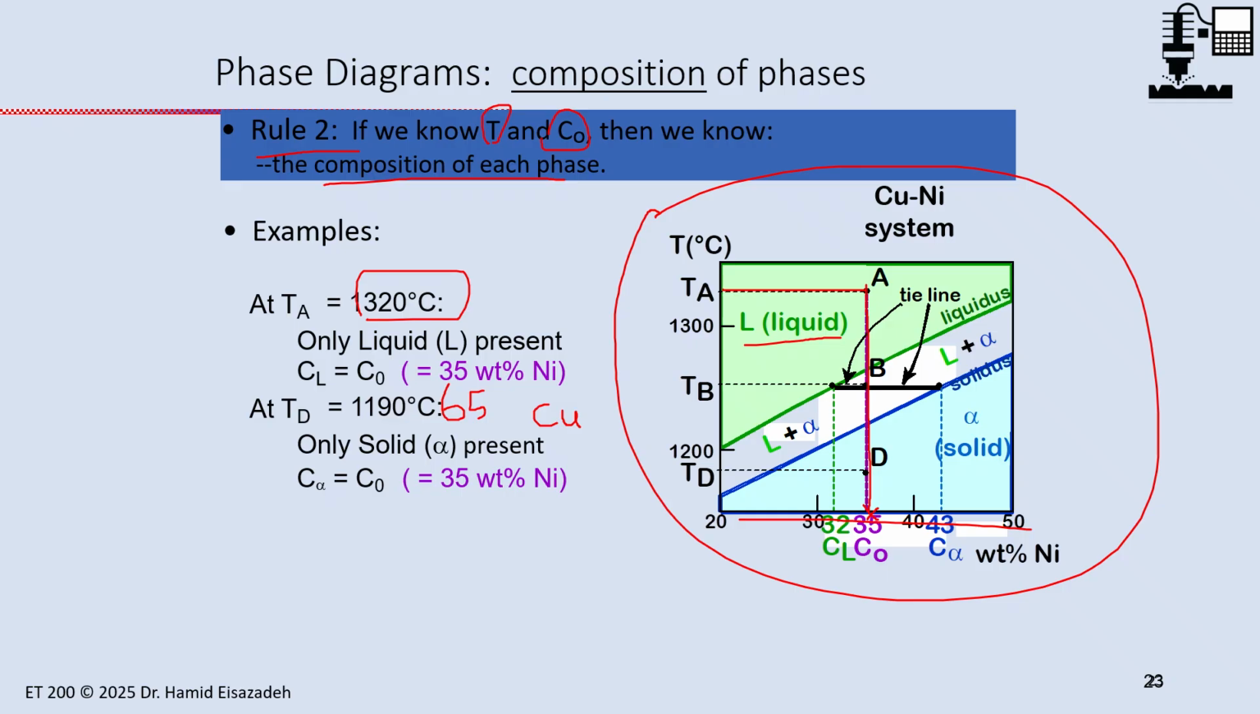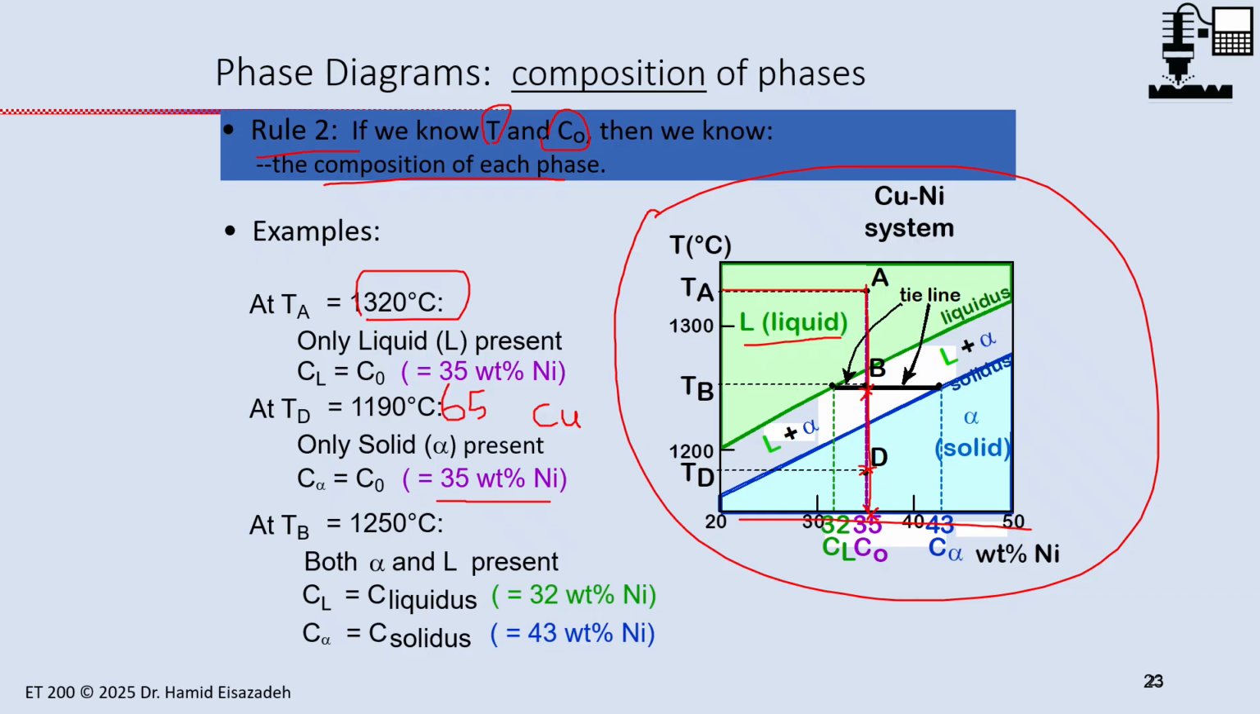But in the next point, which is point D, here again we have a solid phase, and the composition again is 35% nickel and 65% copper. How about if we are in this region? If we have both alpha and liquid, alpha is a solid material, L is the liquid material.